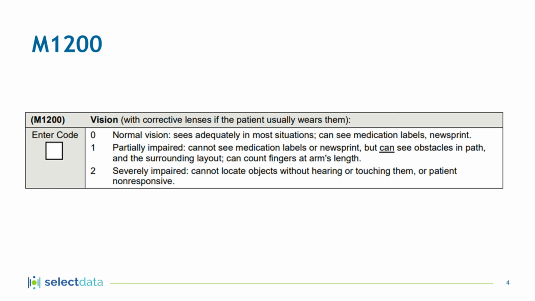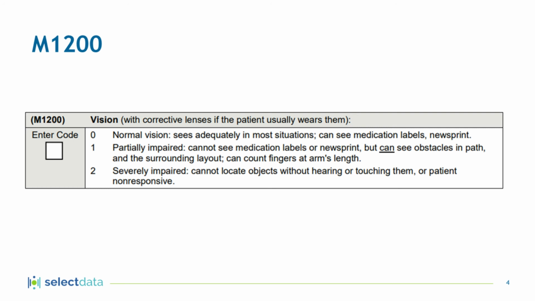Response-specific instructions. Be sensitive to requests to read, as patient may not be able to read though vision is adequate. Non-responsive means that the patient is not able to respond. As specified within the OASIS question, only assess functional vision with corrective lenses if the patient usually wears corrective lenses.